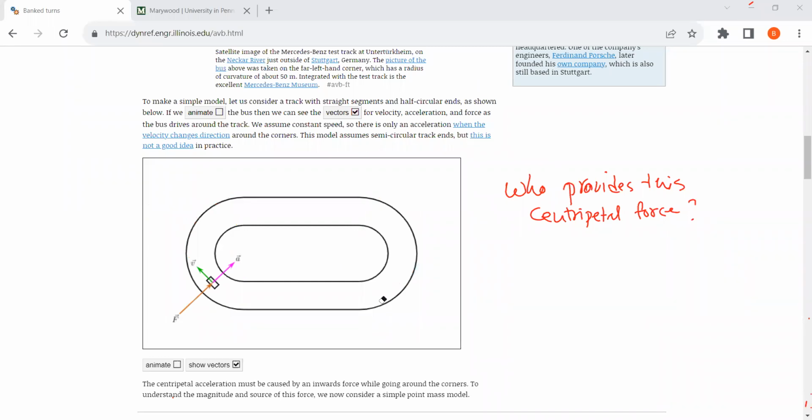But the question is, who provides this? In a highway track, static friction basically provides the centripetal force. This force is the static friction between the car tires and the ground. We'll be doing some problems later. And there are two types of highway curve, so in the next slide we are going to learn details about that.